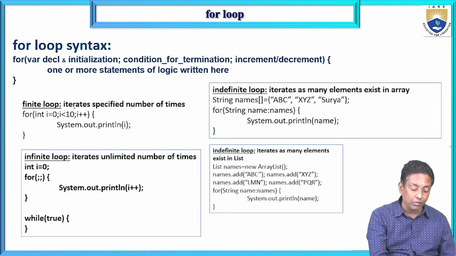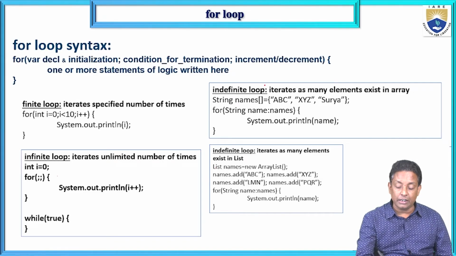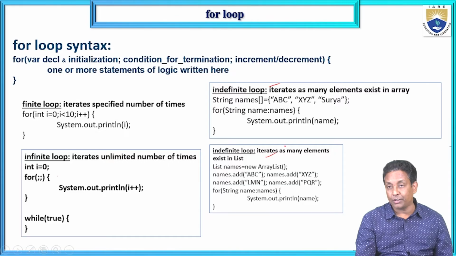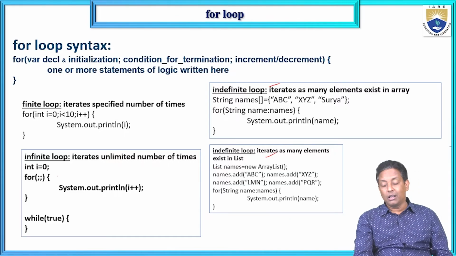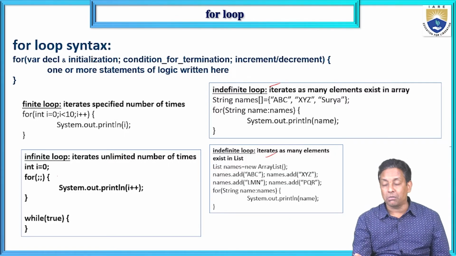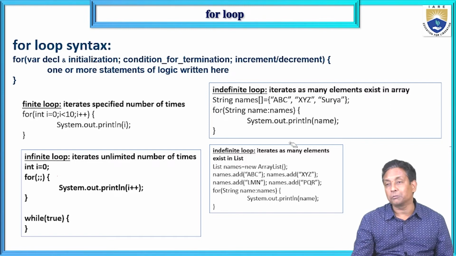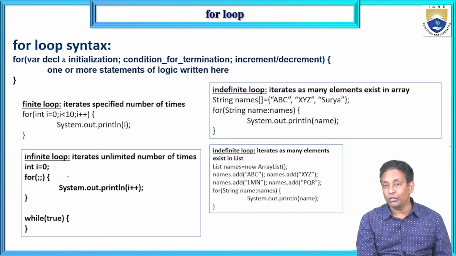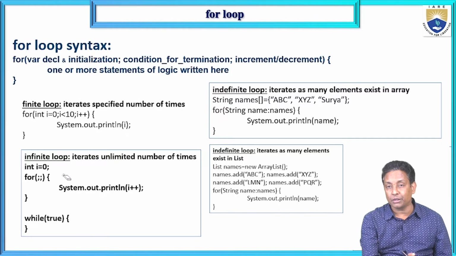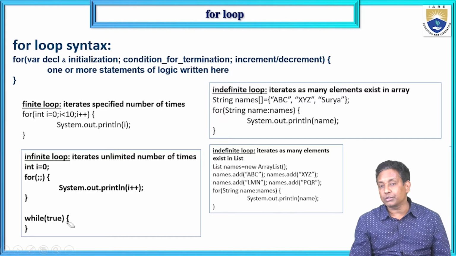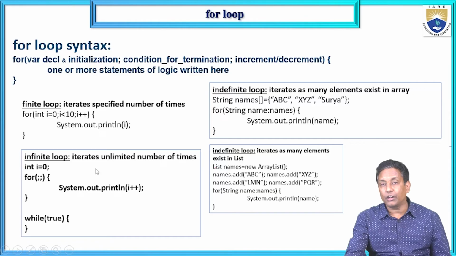So this is a finite for loop. We specified how many times the loop is to be iterated. This is an indefinite loop. We did not specify how many times the loop is to be iterated. The loop iteration will be determined based on the number of elements that exist in the string array or array list object here. Coming to the infinite loop, the loop which never terminates is an infinite loop. So here for semicolon or while true can be used for infinite loops.